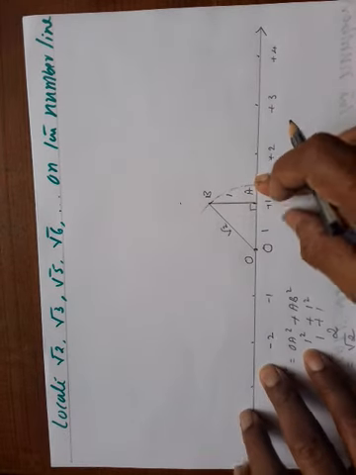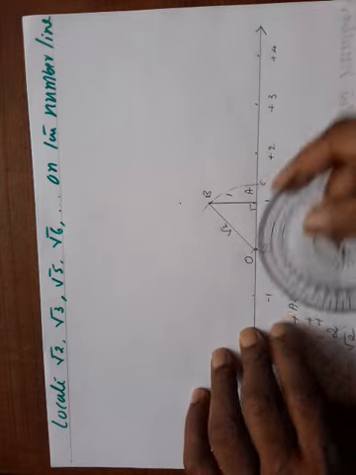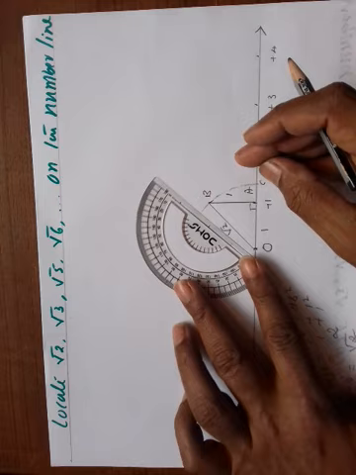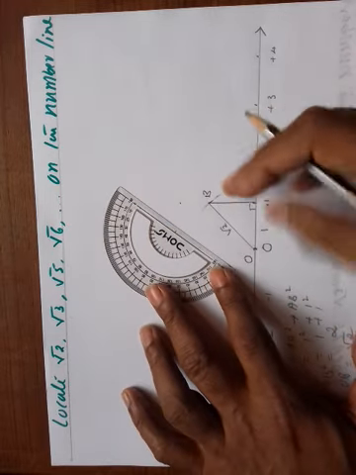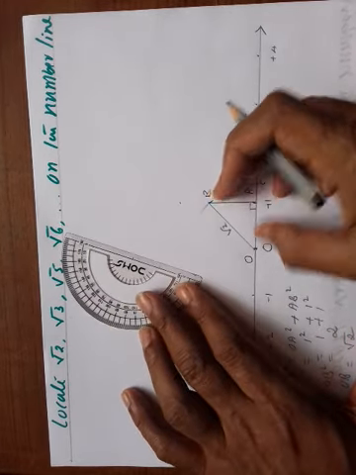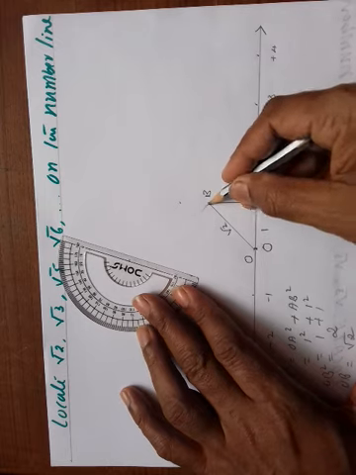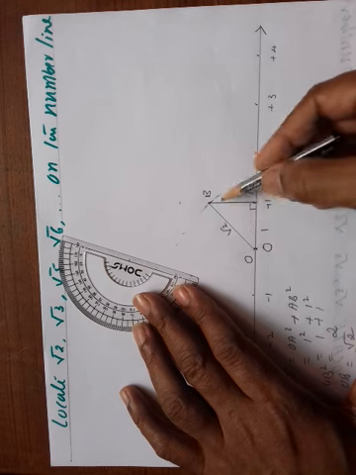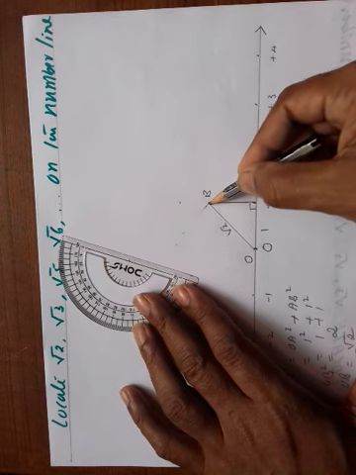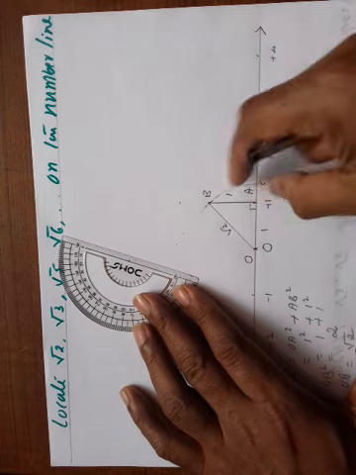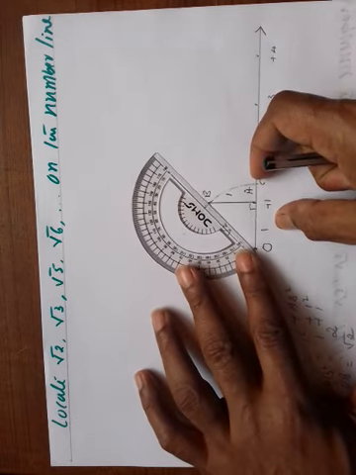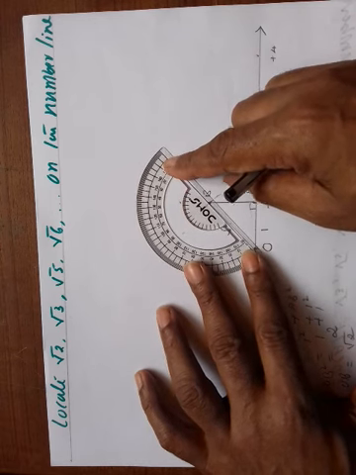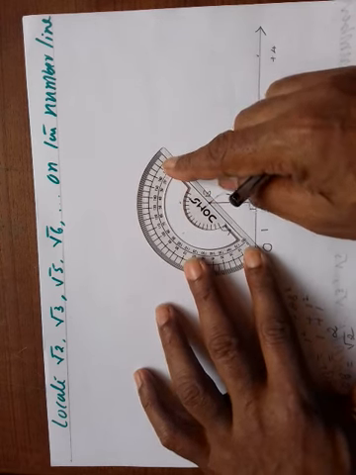Now next we can locate root 3. How to locate root 3? Once again, you have to draw a perpendicular to OB of length equal to 1 unit. You have to draw a perpendicular to OB at B, which is equal to 1 unit. See, I am drawing perpendicular to which one? OB, at B.